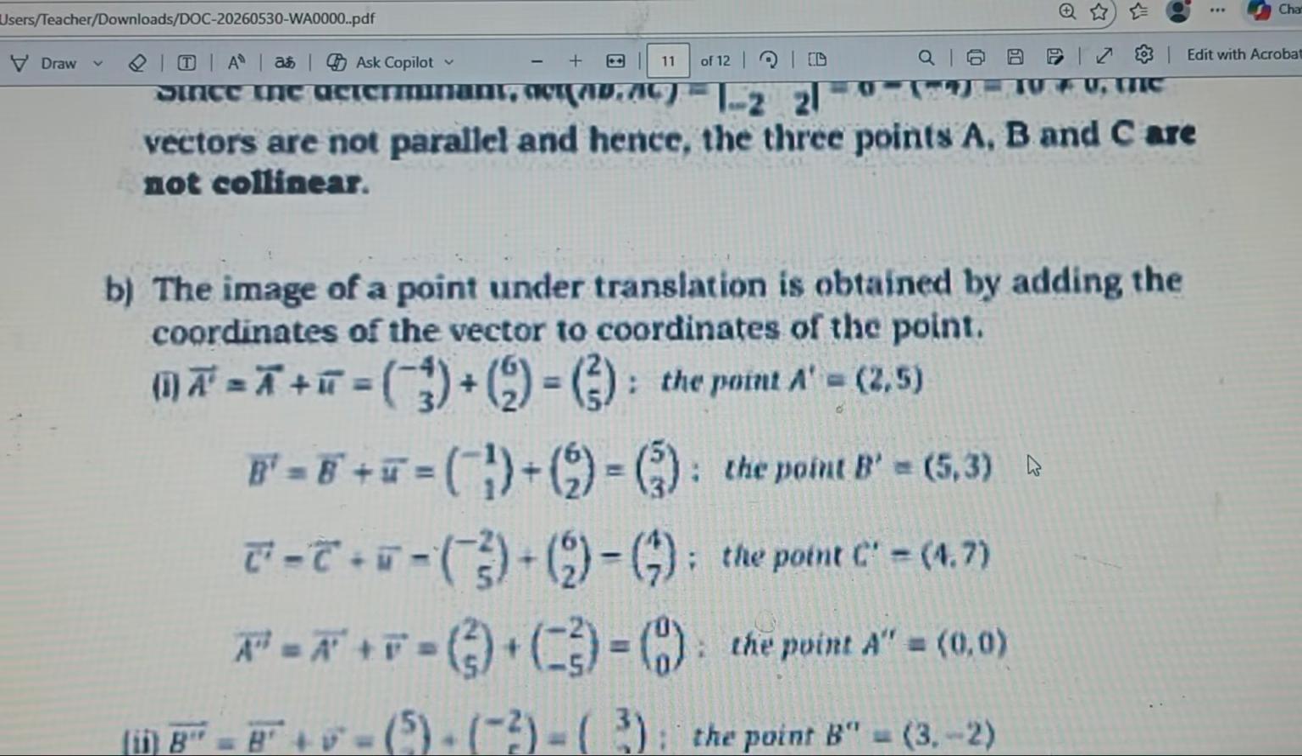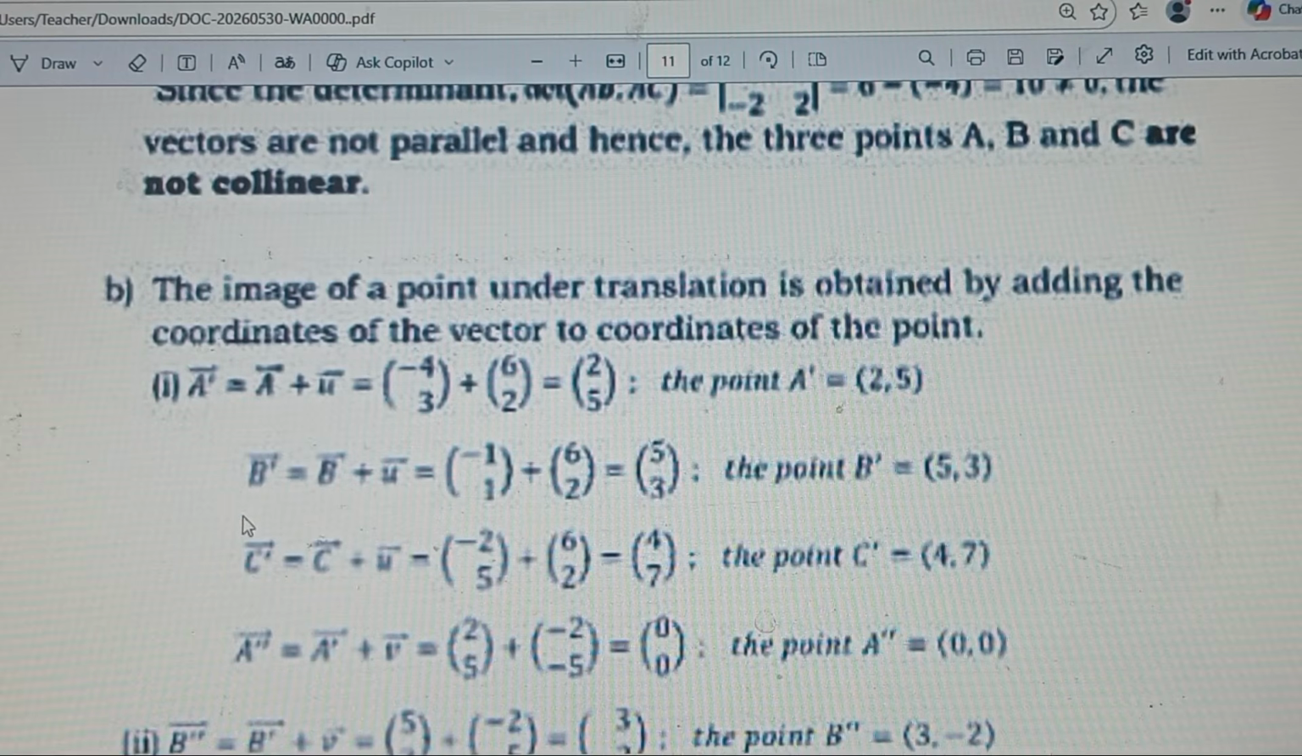Question number B. The image, we asked, that is the question related to translation. We have translation vector and even object. They ask to find image. The hint is that formula. Image is equal to object plus translation vector. It is not necessary to put that arrow because it is not vector, it is point. Then you make summation.